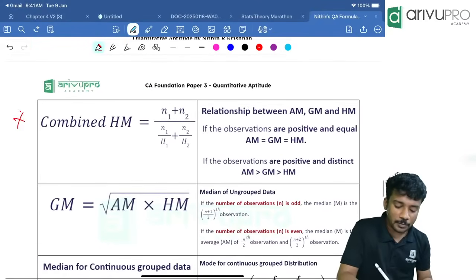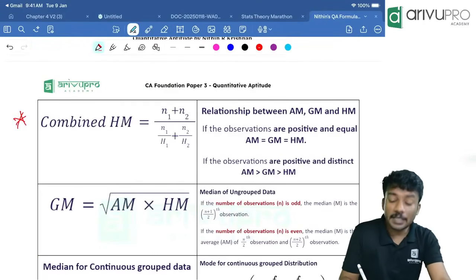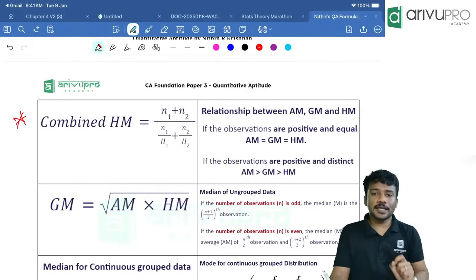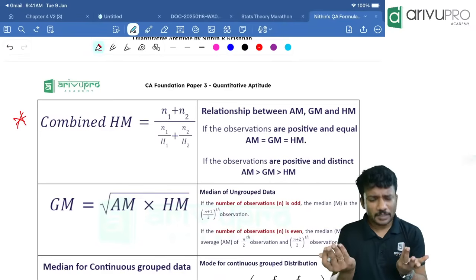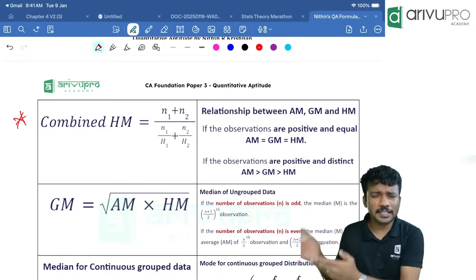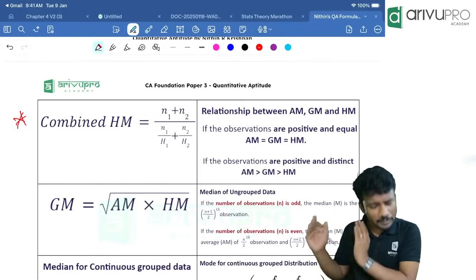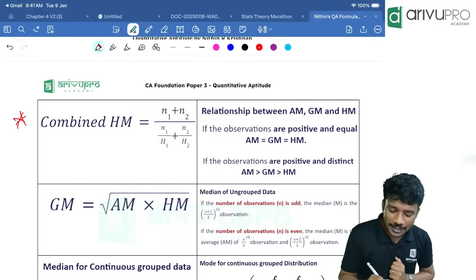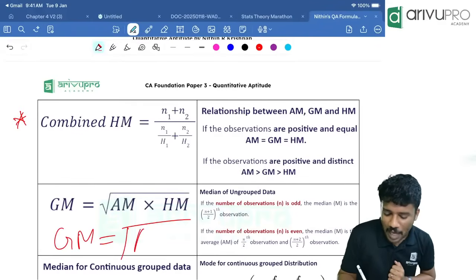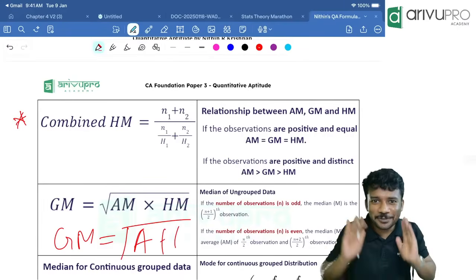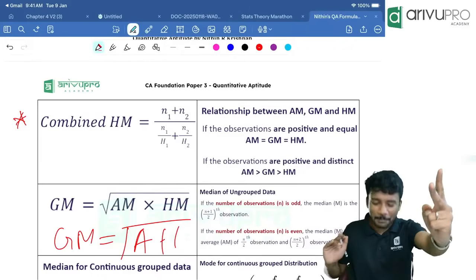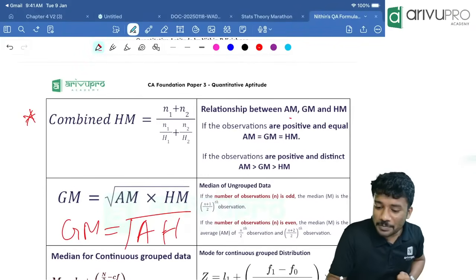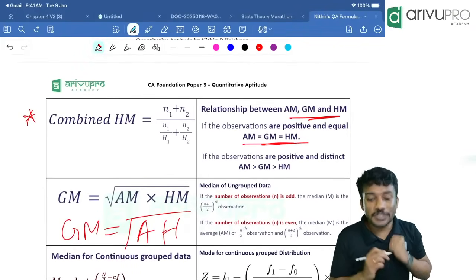Then combined harmonic mean, the formula was directly asked multiple times. That is nothing but n1 plus n2 divided by n1 by h1 plus n2 by h2. What if there is one more set of data? n1 plus n2 plus n3 divided by n1 by h1 plus n2 by h2 plus n3 by h3. Then remember this: GM is the root of A into H, where A is arithmetic mean and H is harmonic mean, people. Next one, the relationship between AM, GM and HM: AM is greater than or equal to GM is greater than or equal to HM.